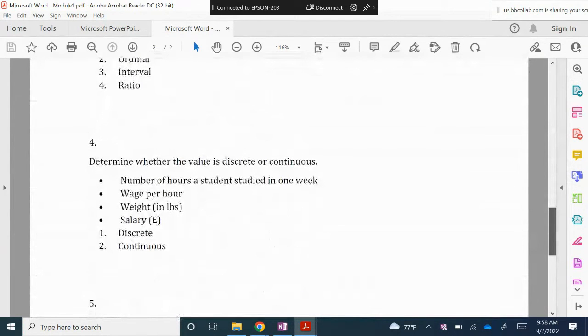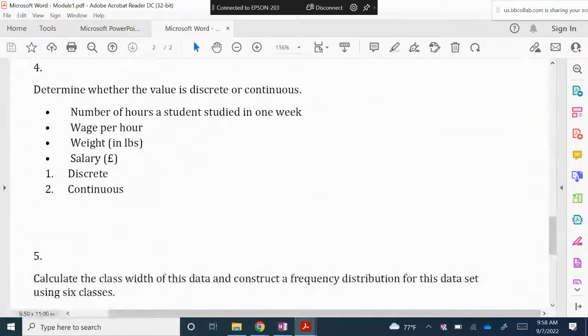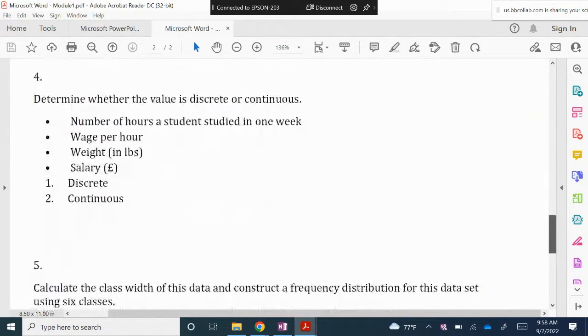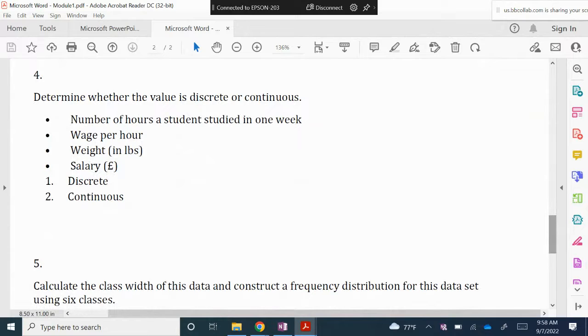Okay, it skips down to number 4. All right, so determine whether each one of these is discrete or continuous. I'll give you a second to look at those. The number of hours the students study in a week, the wage per hour, the weight, and the salary. Are those discrete or continuous variables?